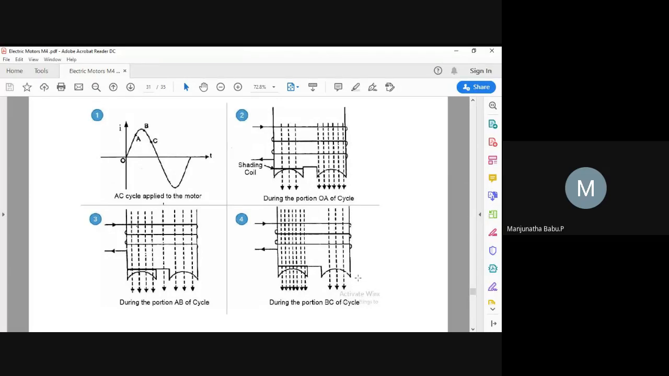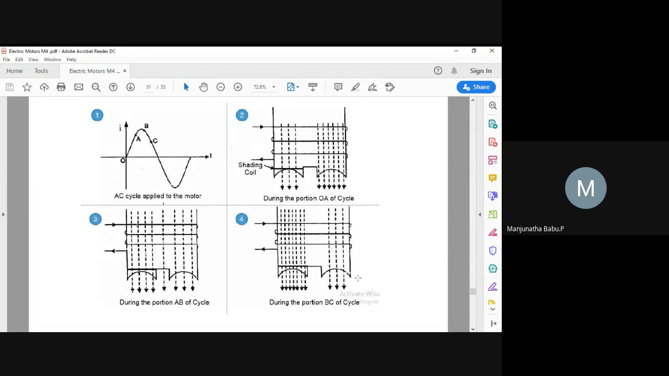So the effect of the shading coil is to cause the field flux to shift across the pole face from the unshaded to the shaded portion. That's the effect of the shading coil used in the shaded pole single phase induction motor. That's the weakening field as it rotates from the shaded portion to the unshaded portion. The rotor used is a squirrel cage type, which will move under the influence of the magnetic field.